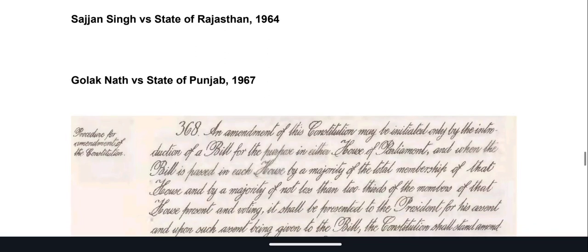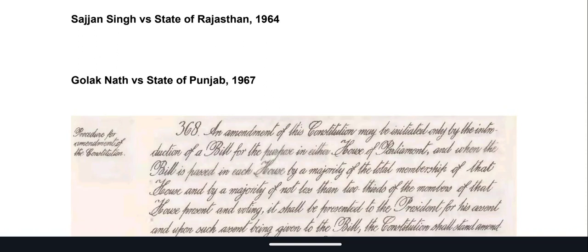The next case was Golaknath versus State of Punjab. This is a very important judgment. Here the view has been completely changed. How it got completely changed is what we will try and understand. Golaknath versus State of Punjab, 1967 is the year of the case. In this case, Golaknath was also a landlord, the Golaknath brothers. They challenged the first constitutional amendment, the fourth constitutional amendment, and the 17th constitutional amendment. So they went to the Supreme Court.